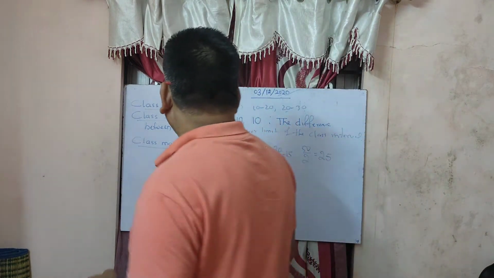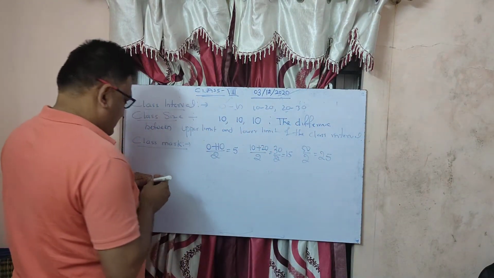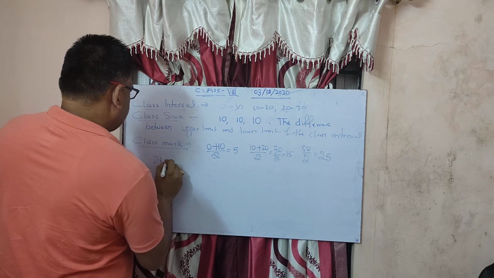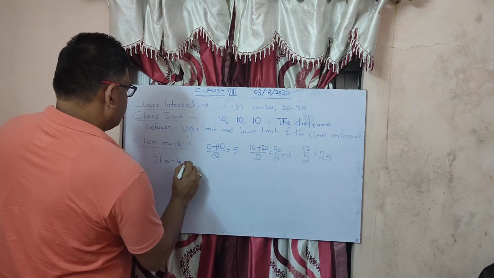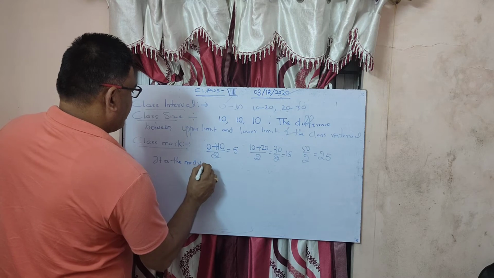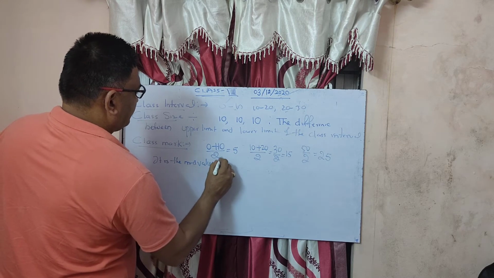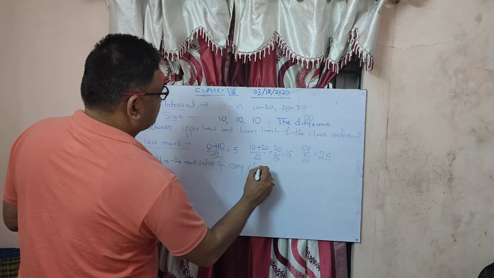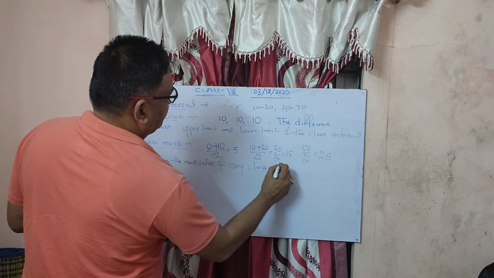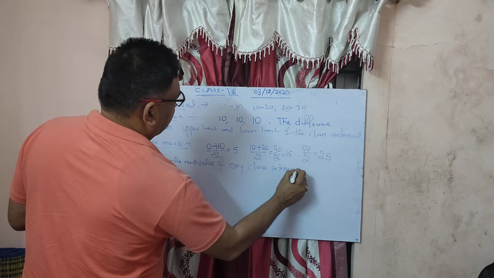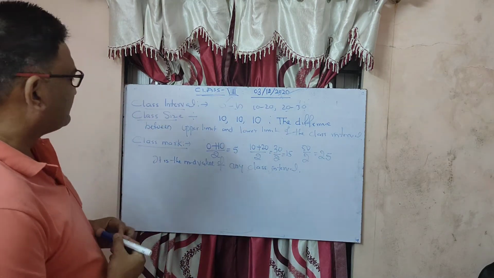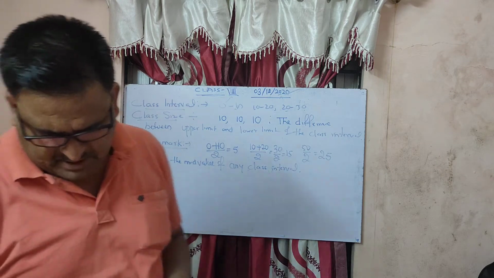So the class mark is what? The definition is, it is the mid value of any class interval. Mid value of any class interval is known as class mark.